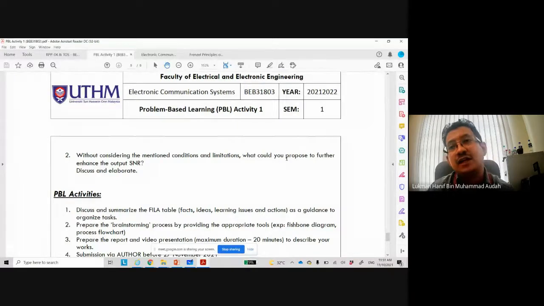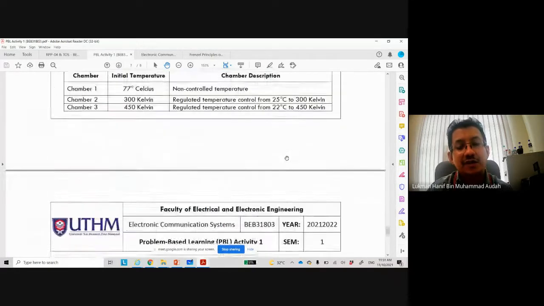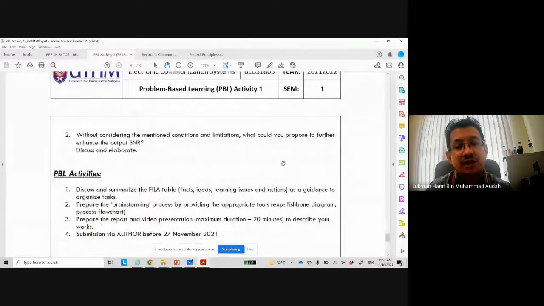Dia bukan bagi cadangan kena buat sekian. Dia bukan macam tu. So when you propose, you kena tunjukkan bahawa cadangan itu sebenarnya boleh meningkatkan lagi nilai SNR berbanding daripada yang asal. Ini melibatkan proses analisis. Okay, you give the suggestions and you need to prove that that suggestion can produce the best SNR, better than before. Okay, so ini perlu study dan perbincangan.